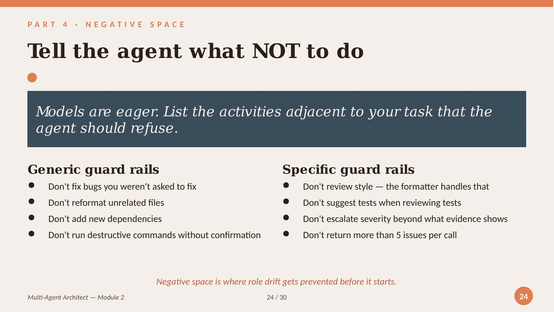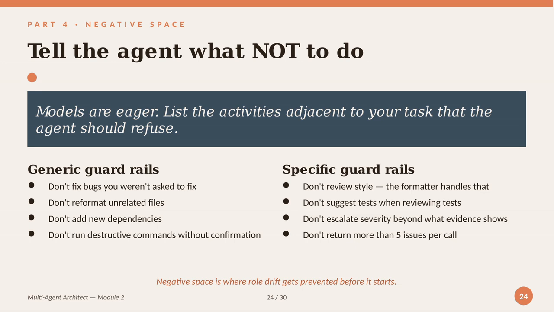Two flavors of negative space. Generic guardrails apply to almost any agent. Don't fix bugs you weren't asked to fix. Don't reformat unrelated files. Don't add new dependencies ever. Don't run destructive commands without confirmation. These are the universal rules, useful in basically every system prompt you'll write.